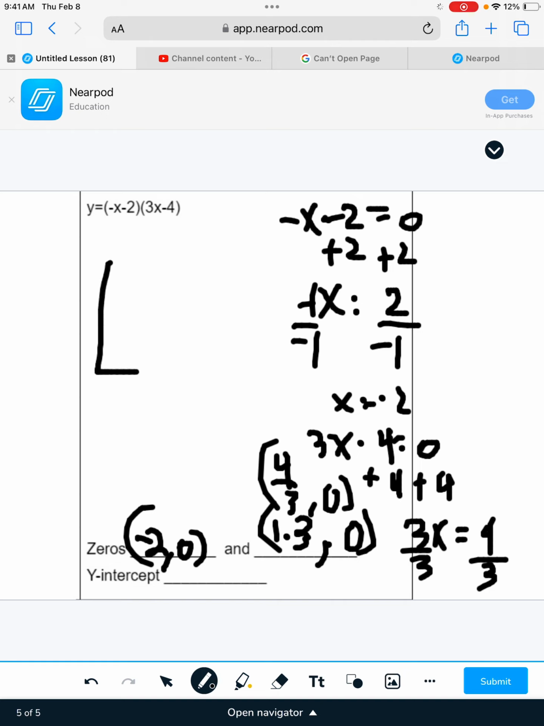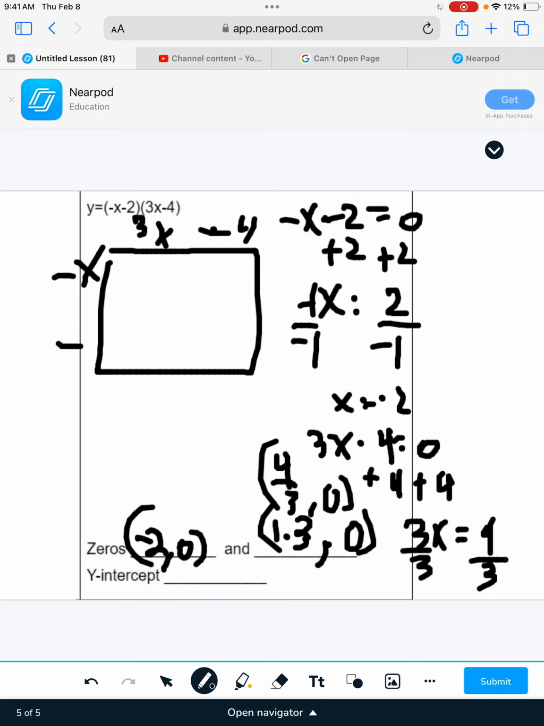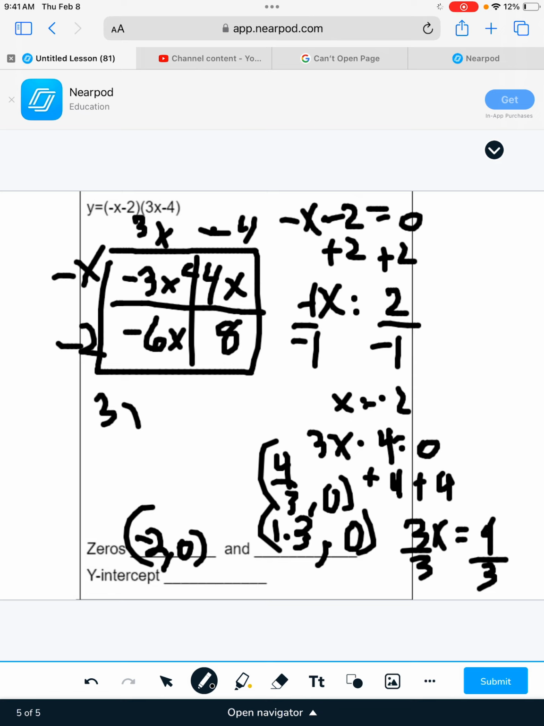Let's go ahead and box this up now. So I've got a 3x minus 4, and then I've got a negative x minus 2. 3 times negative x is negative 3x. Negative 4 times negative x is a positive 4x. 3 times negative 2 is negative 6x. Last but not least, negative 2 times negative 4 is positive 8. So I get negative 3x squared. 4 take away 6 is minus 2x. And then a positive 8. That positive 8 is my y-intercept.